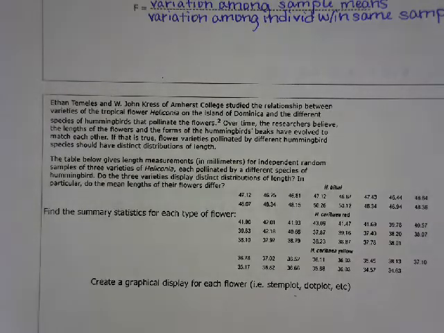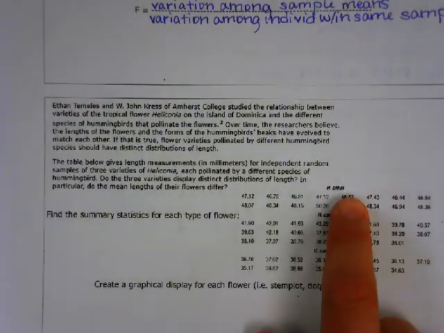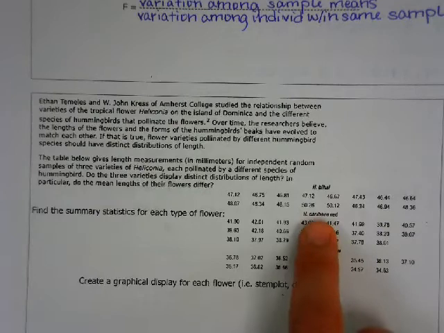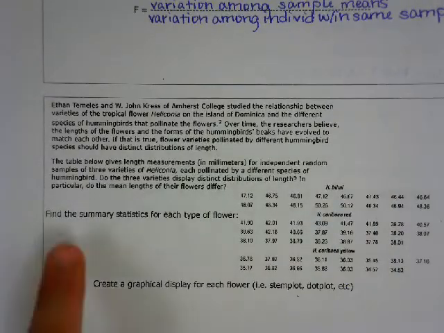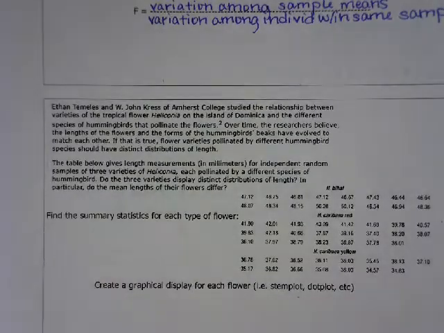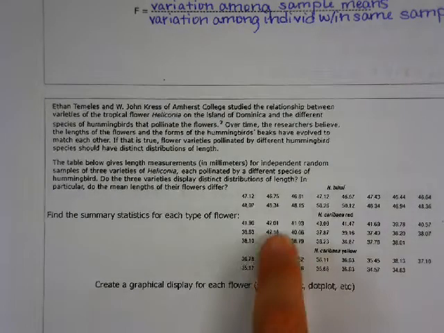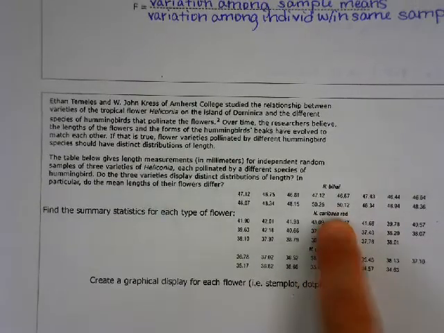So we have the 3 types of the flower. I don't know how to say any of these. This one I'm going to call red because I can read that word. And then we have yellow at the end. So we're going to find the summary statistics for each type of flower. Mean and standard deviation, which means you need to make 3 lists. One for the B, one for R, one for Y.